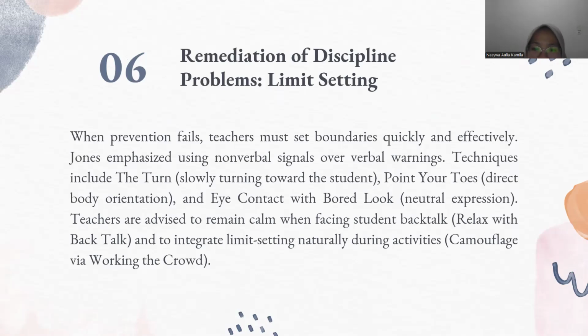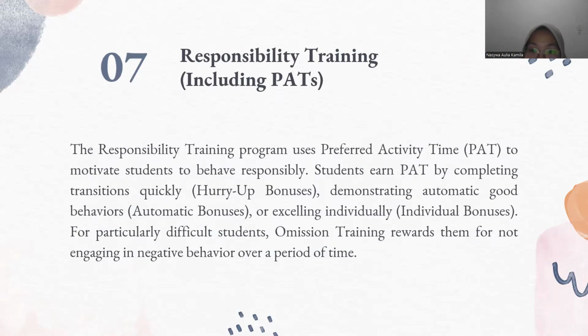So if students talk back, Jones advised teachers to stay relaxed and avoid arguing because arguing only encourages more bad behavior. Also, limit setting should be camouflaged into normal activities, like moving closer to a student while helping others, so the classroom doesn't feel tense or interrupted. After setting clear limits, Jones also recommended building responsibility through positive motivation. So, the next is about responsibility training.